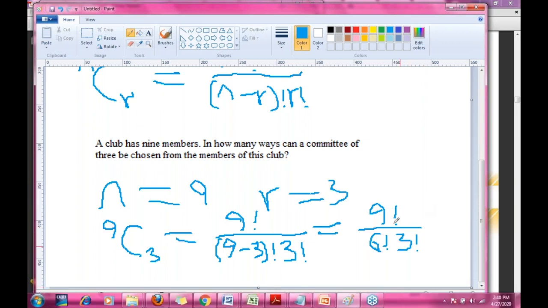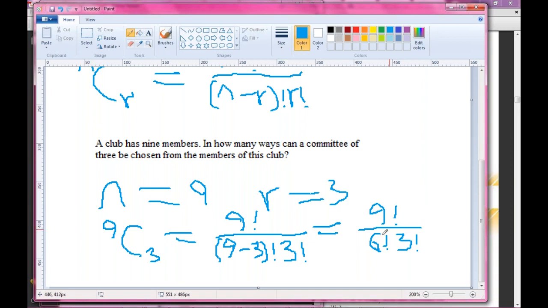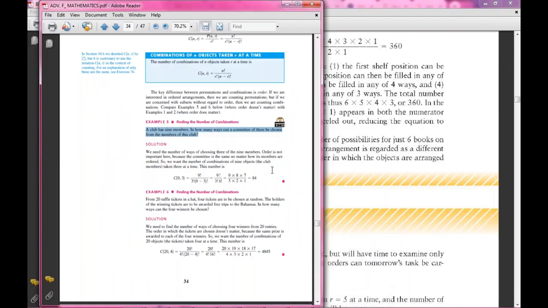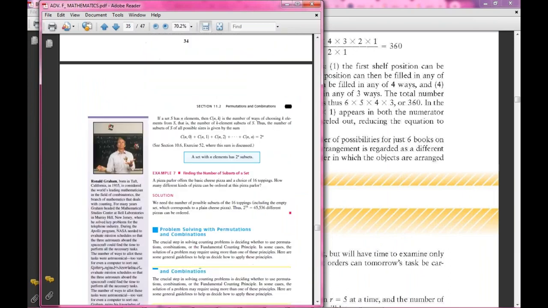Okay, so you're going to have 9 factorial over this. That is as simple as that. Then you get the solution to that.